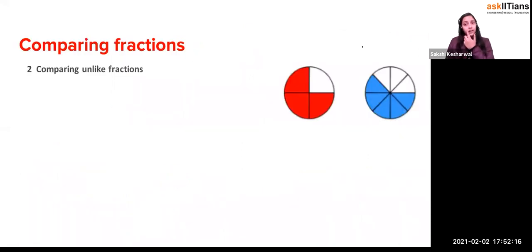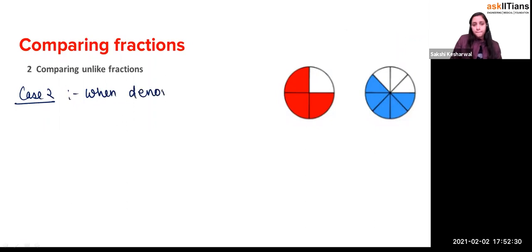Now, comparison of unlike fractions, with a different numerator and different denominator, right? So we are going to do the questions of unlike fractions, that is case 2. What is case 2? Where numerators are different, right? Because it's already unlike, so it's when numerators are unequal, right?